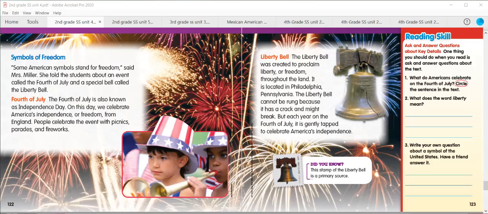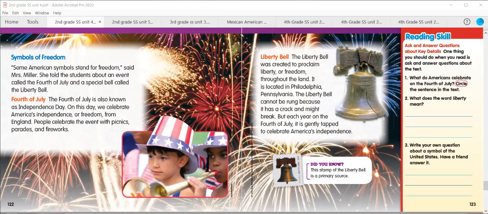For number 2, what does the word liberty mean? So read through and use your context clues to figure out what liberty means. So read through the sentence, read through the words that are next to the word liberty that give you clues about what it means, and please use a complete sentence when you write your answer.